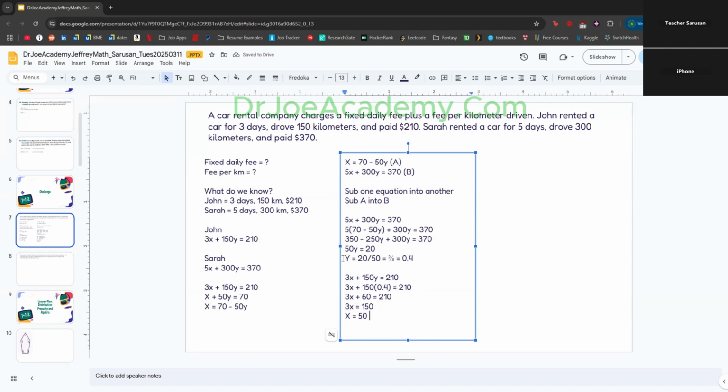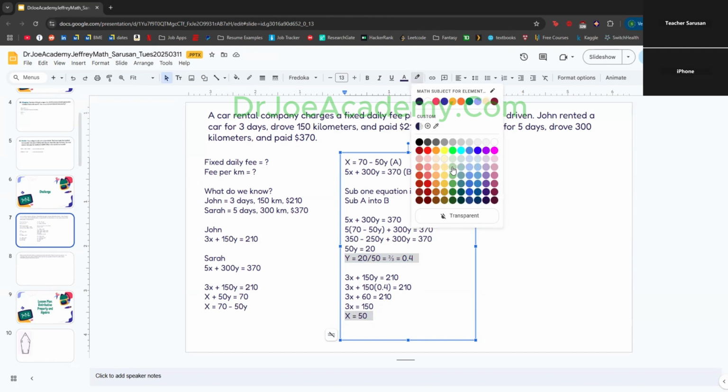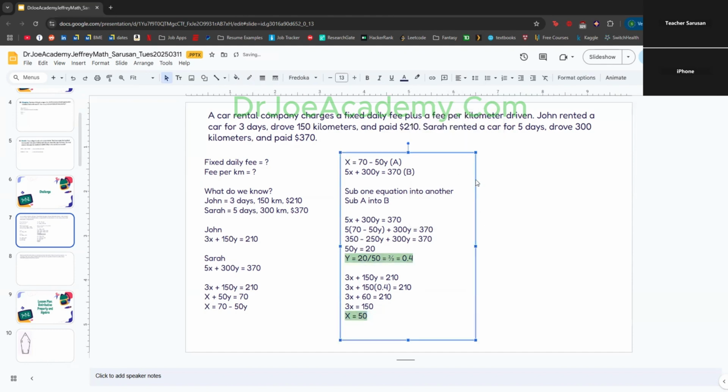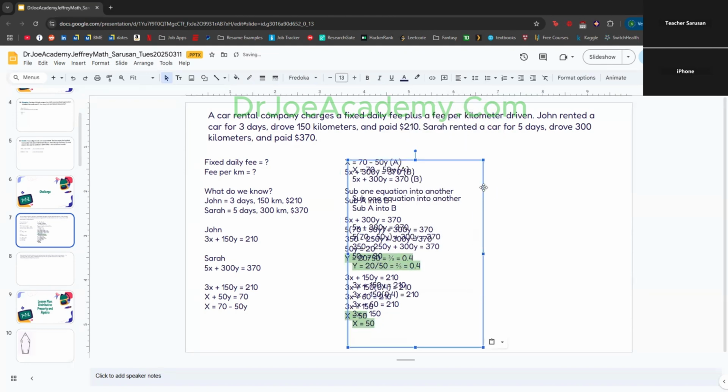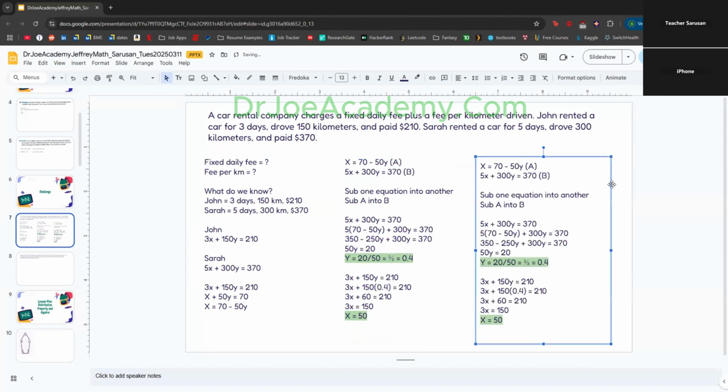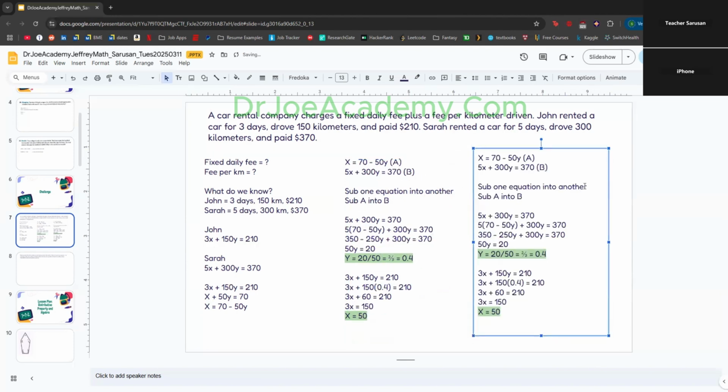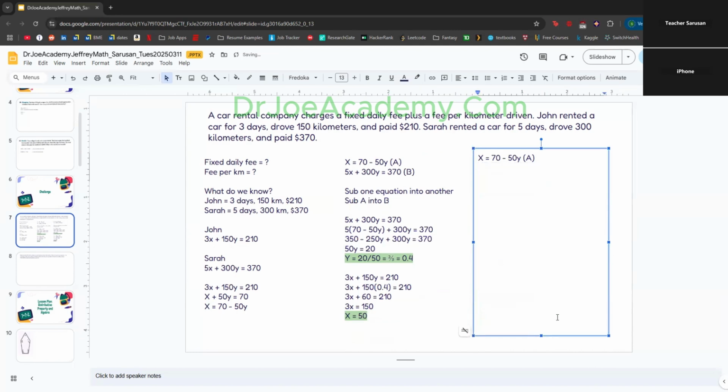Perfect. So we got our y value, we got our x value. Let me just highlight these. Now, if you want to double check that these are the correct values, you can plug them into the same equation. So for example, I will put them into equation A. To confirm the correct values, sub x and y into A.